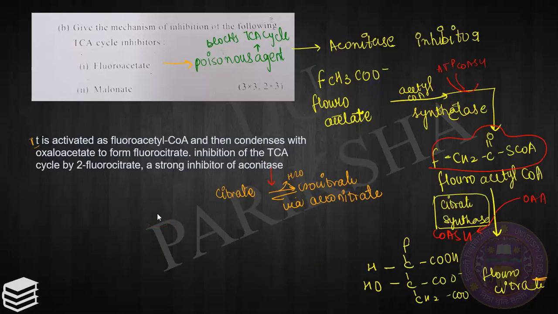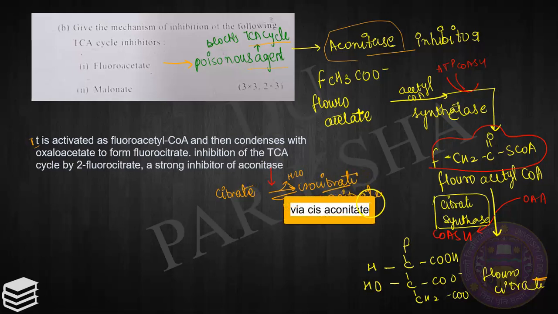Another question is: give the mechanism of inhibition of the following TCA cycle inhibitors. First is fluoroacetate. Fluoroacetate is a poisonous agent that blocks the TCA cycle and it is an inhibitor of aconitase, which is an enzyme involved in the conversion of citrate to isocitrate via the aconitate intermediate.